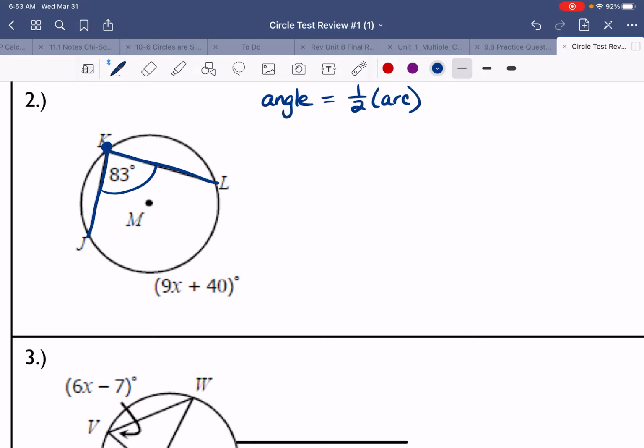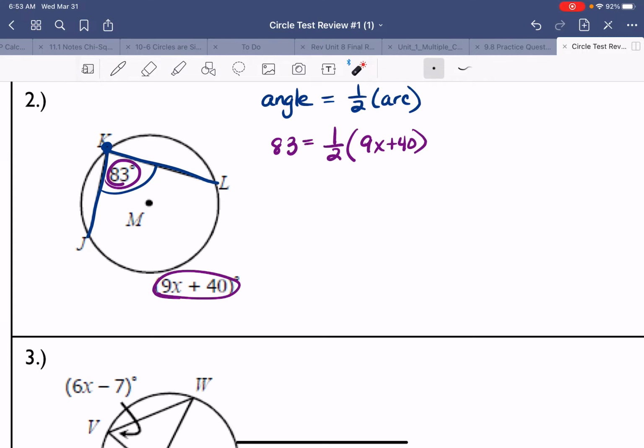Okay, so whenever we want to set this formula up, I'll use purple here. I'm going to say that this is our angle 83, and that's equal to 1/2 the measure of this arc right there. Now, some teachers teach it a little bit differently. They say, well, I don't want to deal with this fraction right here, so why don't we just do 2 times the 83 is equal to the arc itself. I don't set it up that way.